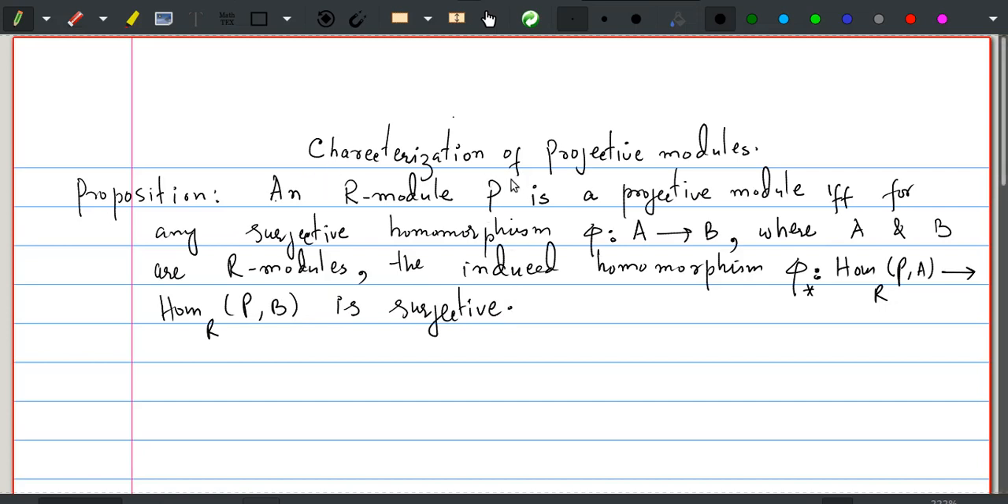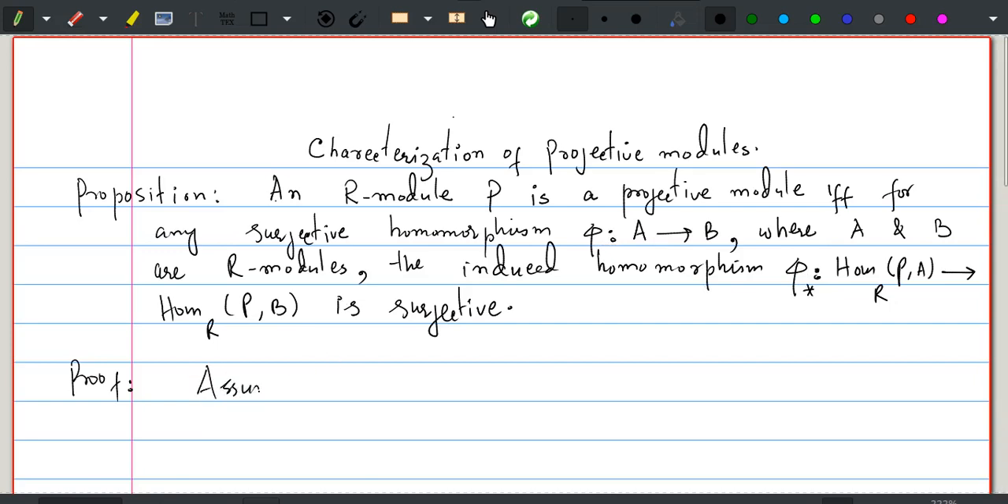So this R module P is projective if for this surjective linear map this induced homomorphism is also surjective, and vice versa. Now let us prove this result. So first we prove the result for the free module. If we first assume P is a free module, then for this surjective linear map, this induced homomorphism is also surjective.